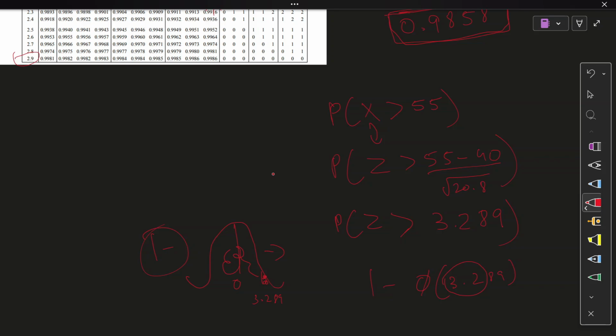So why did I get this value? Because my friend, I just took a random 55. This is not normally distributed data, right? This was just a random 55, random mean and random standard deviation I just picked out of somewhere, right?